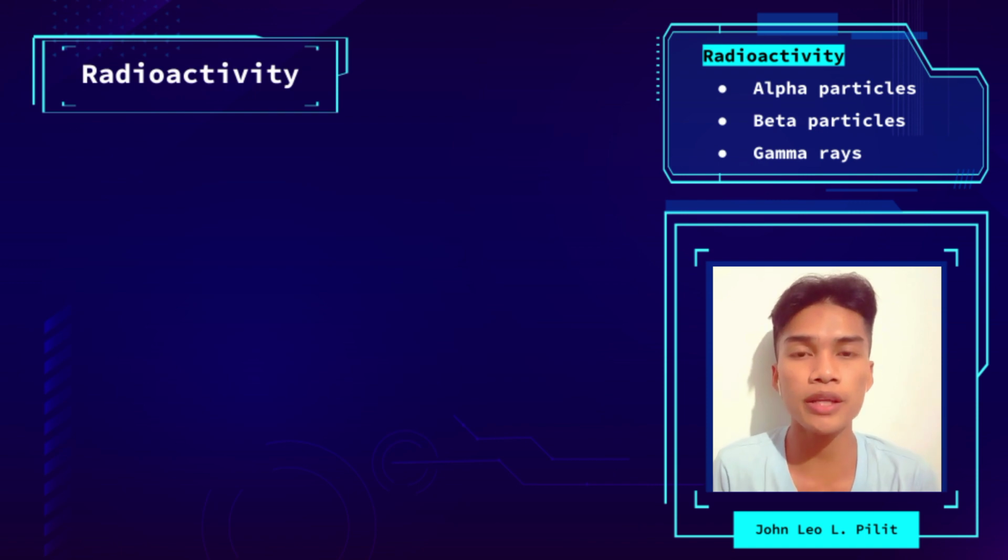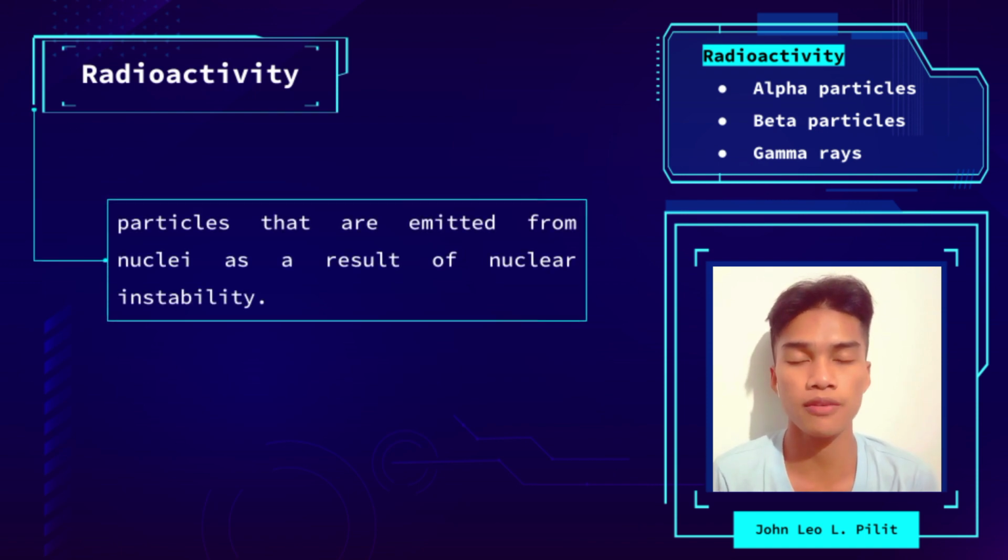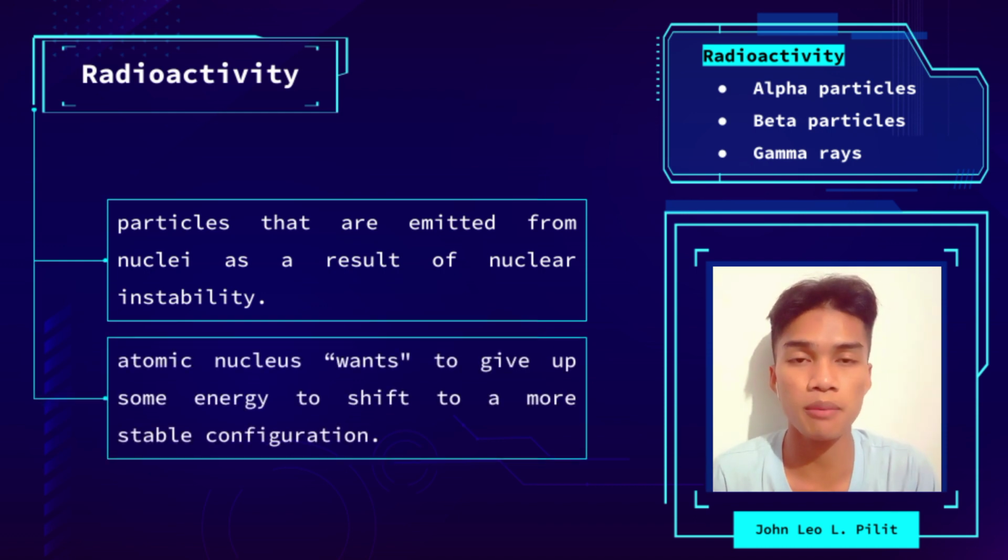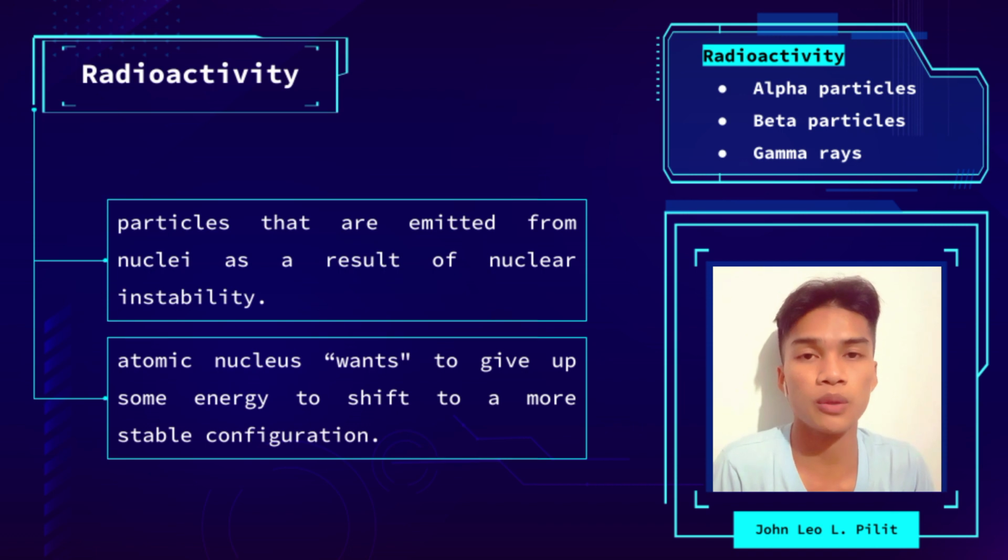By definition, radioactivity refers to the particles that are emitted from nuclei as a result of nuclear instability, and it happens spontaneously. It is one of the two reasons why isotopes are being formed, which will be discussed in a little while. So back to the radioactivity. This is done by an atomic nucleus that for some reason is unstable. It wants to give up some energy in order to shift to a more stable configuration.